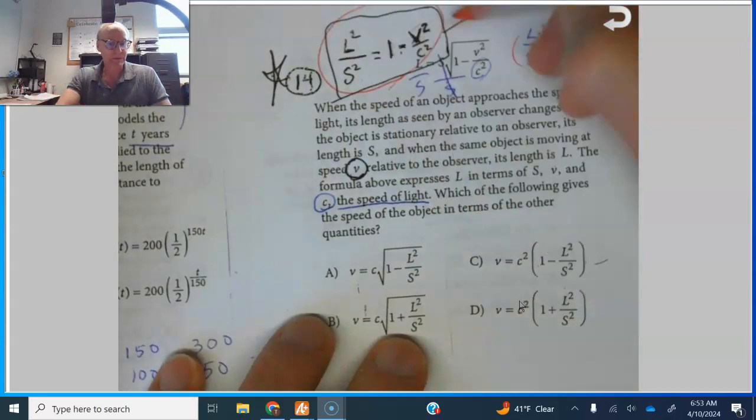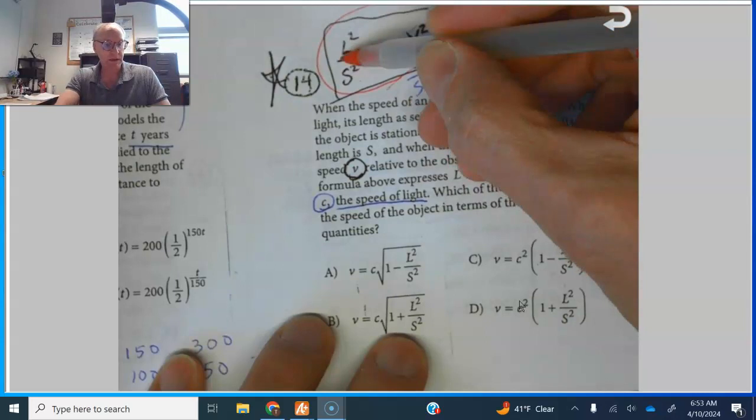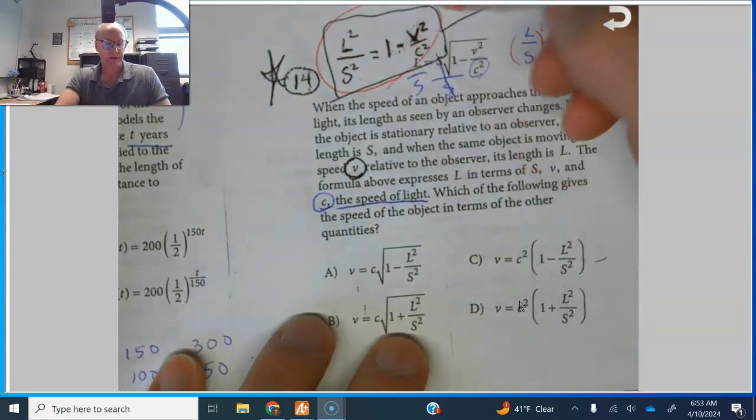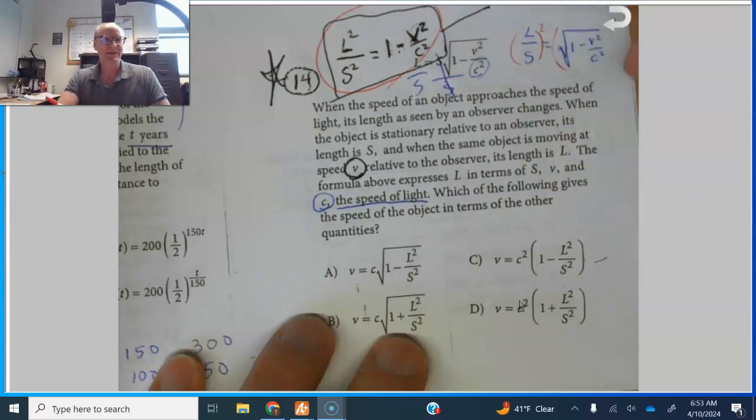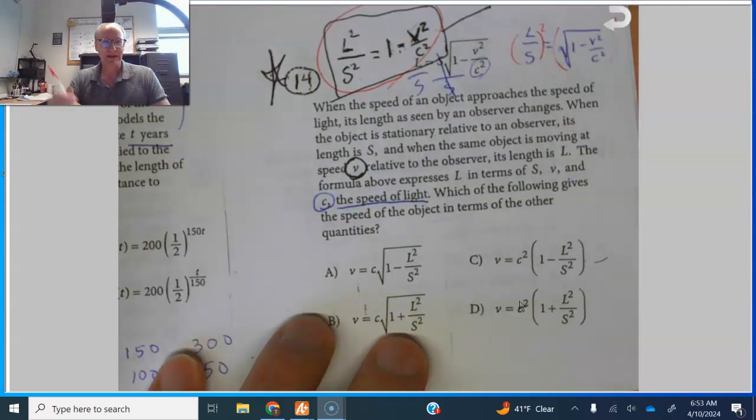Anyway, this one, hopefully you can finish this equation right here. We want to get V by itself. You're going to have to subtract 1. You're going to have to change all the signs. You're going to have to multiply by C squared, and then you're going to have to take the square root. So there you have it.